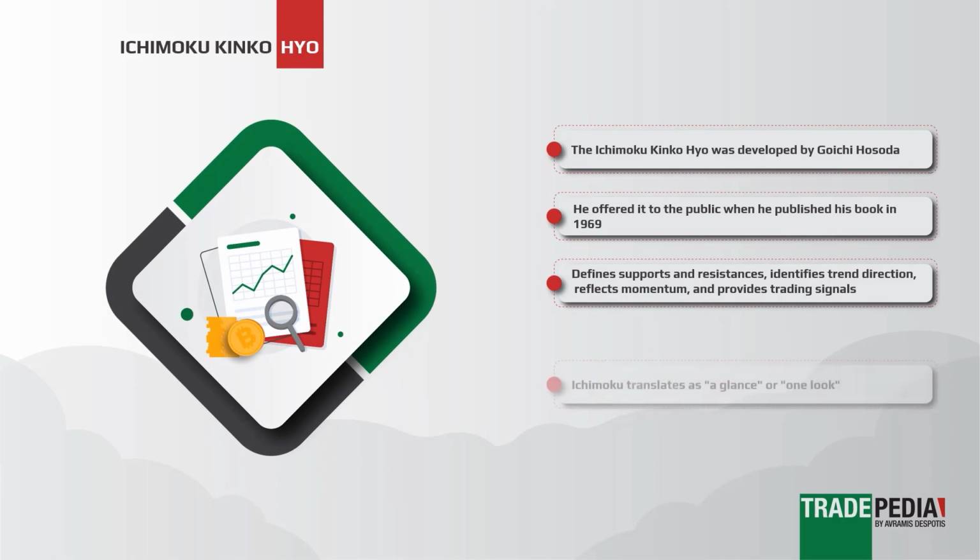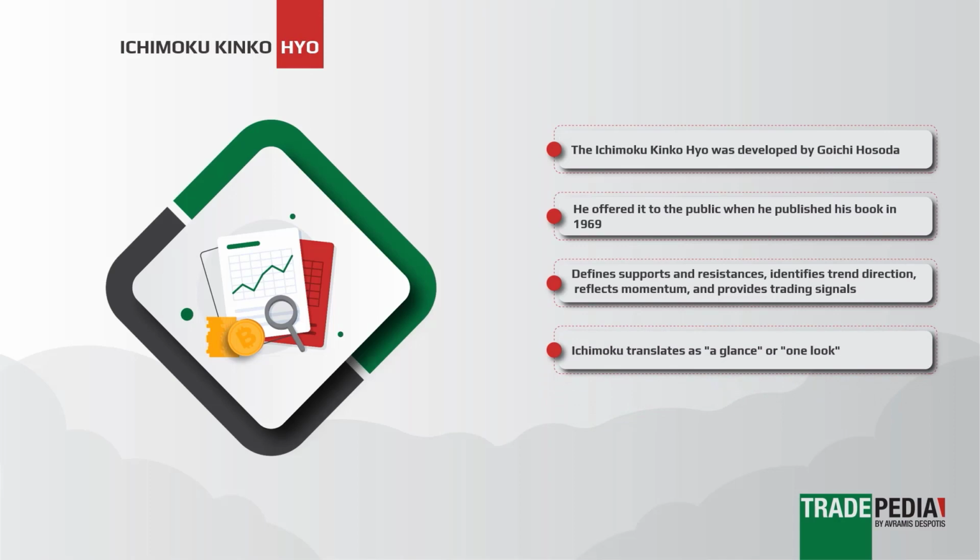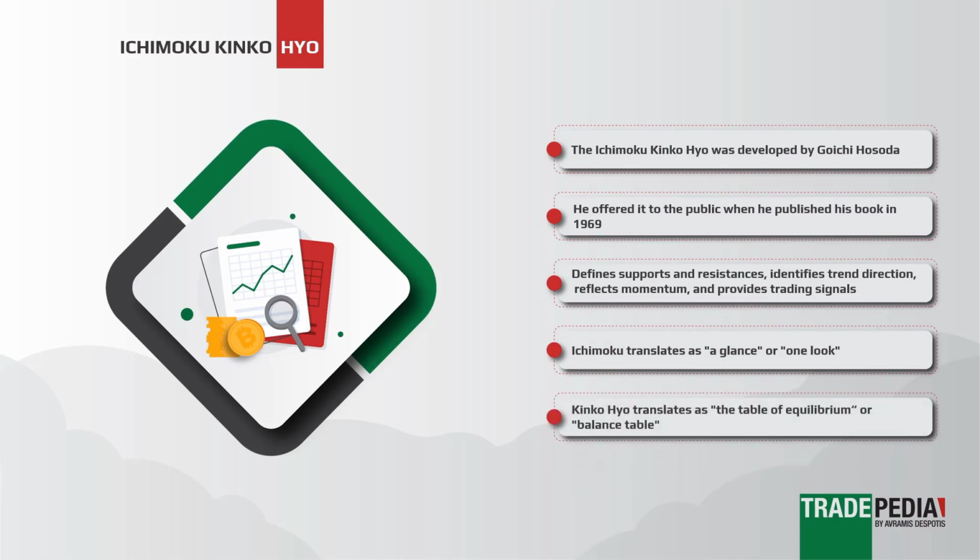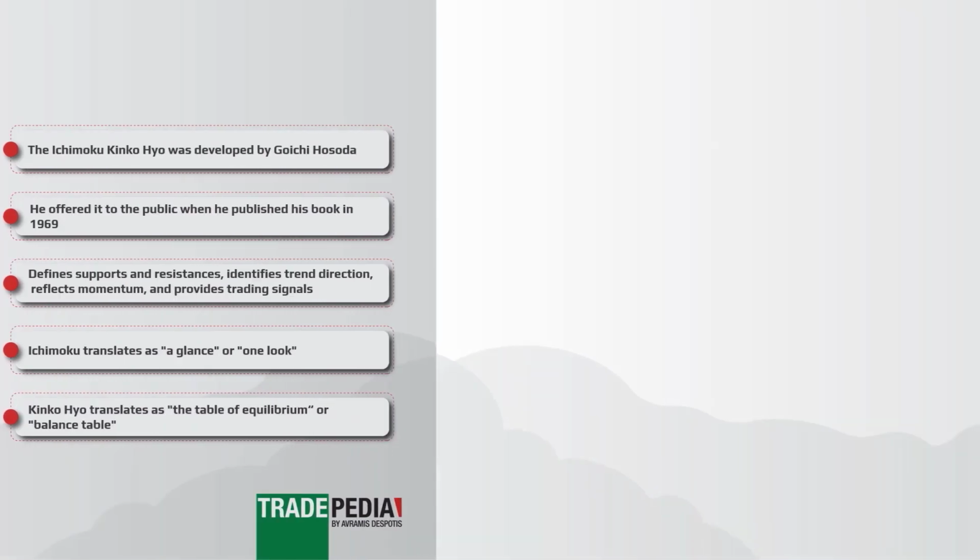Ichimoku translates as a glance or one look. Kinko Hyo translates as the table of equilibrium or balance table. So, with one look, chartists can identify the trend and look for potential buy and sell signals within that trend.